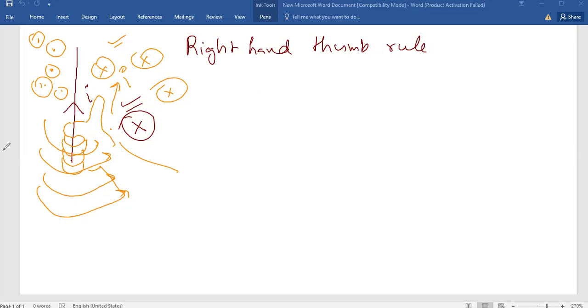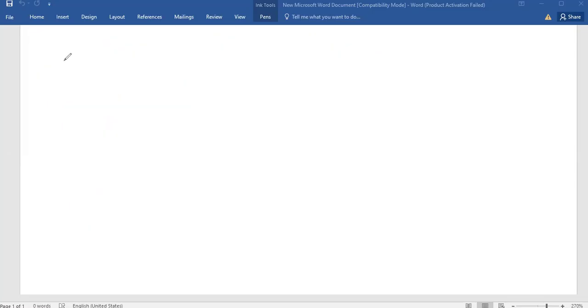So, fine. And what is the formula? The formula is B is equal to mu naught by 4 pi, I by R.